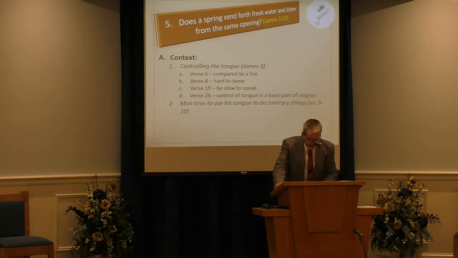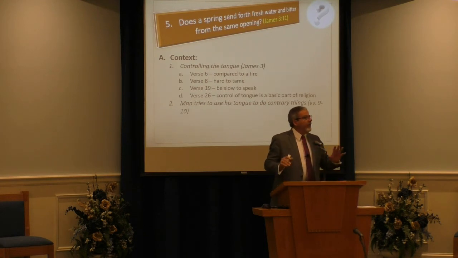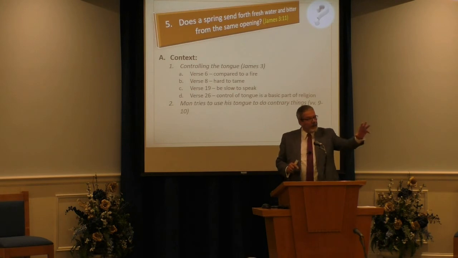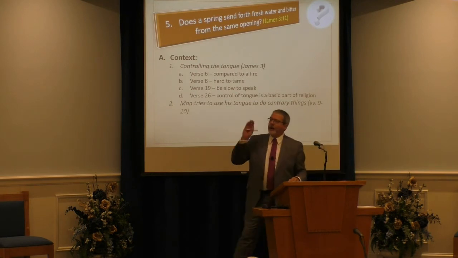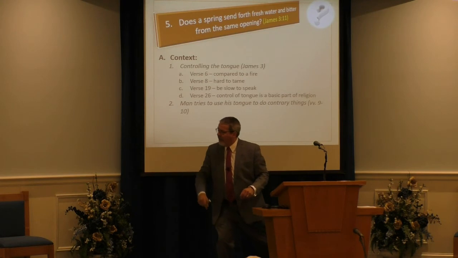Now look at verses 9 and 10 in that context. Man tries to use his tongue to do contrary things. He said, we bless God and our Father, and with it we curse men who are made in the similitude of God. And out of the same mouth proceeds both blessing and cursing, and these things ought not so to be. He said, here's what we do sometimes. We take our tongue and we try to praise God on the one hand, and then we turn around and we curse men with that same tongue.